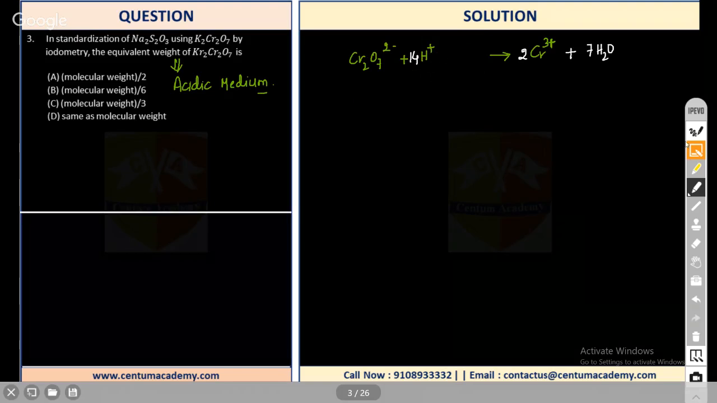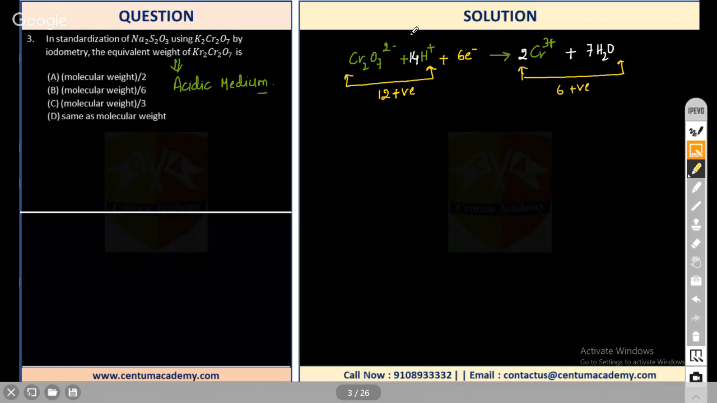Now we'll balance the charge. And how do we check the charge here? Total charge here is what? 14 positive and 2 negative, so 12 positive charge. And here the total charge is what? H2O is neutral, and this is 6 positive charge. And from 12 we have to go to 6, so it means we have to reduce the charge by 6. So for that purpose, we'll add 6 electrons here.